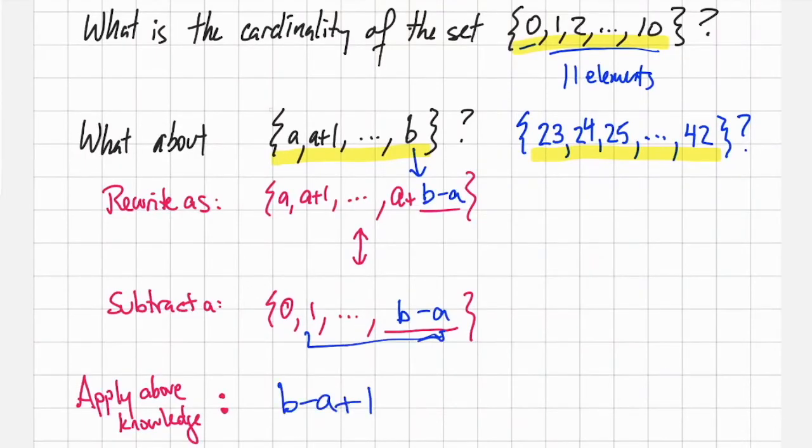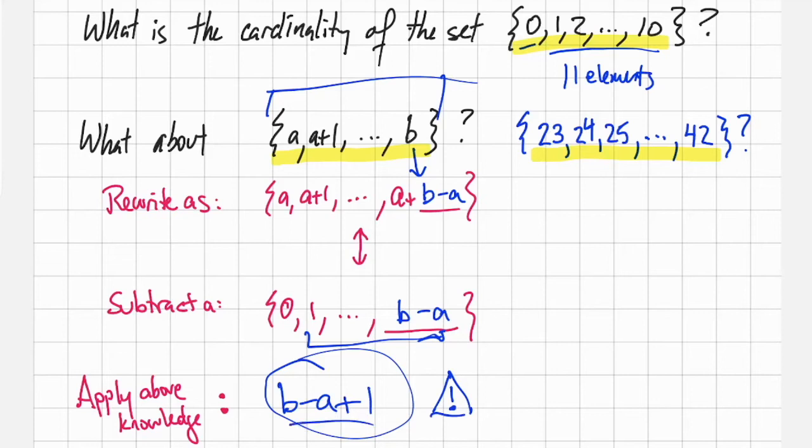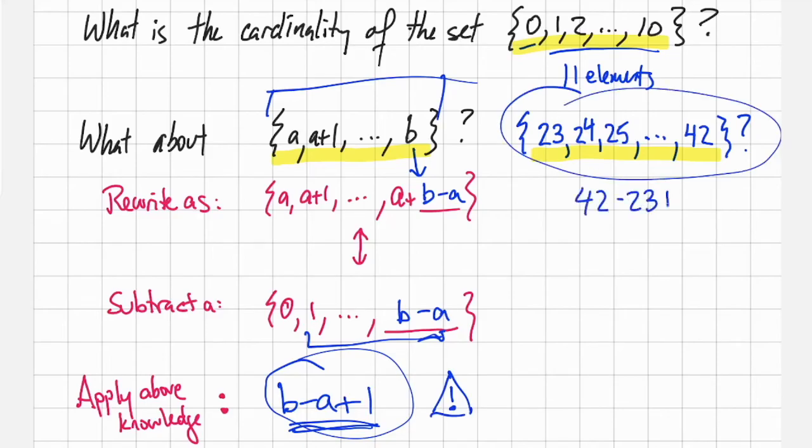So for any set of consecutive integers that starts off at a and goes up to b, the number of elements is b minus a plus 1. You want to be careful about this, because a natural expectation is that the answer would be b minus a, but there's always this plus 1 hanging around. So if we look at this set, we take 42 minus 23 plus 1, which is equal to 20 elements.